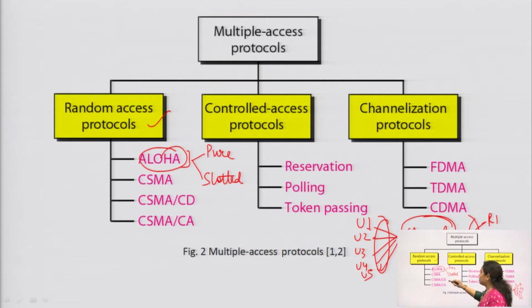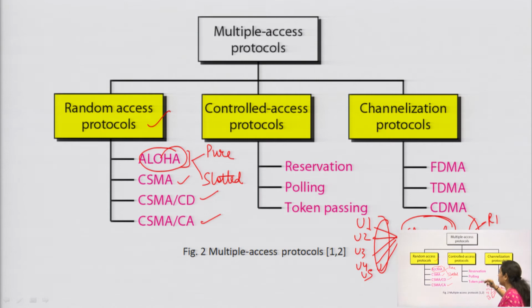Next, a type of random access protocol is CSMA, the carrier sense multiple access. CSMA/CD is carrier sense multiple access with collision detection. We will see what a collision is and how it can be detected. Next is CSMA/CA, carrier sense multiple access with collision avoidance.